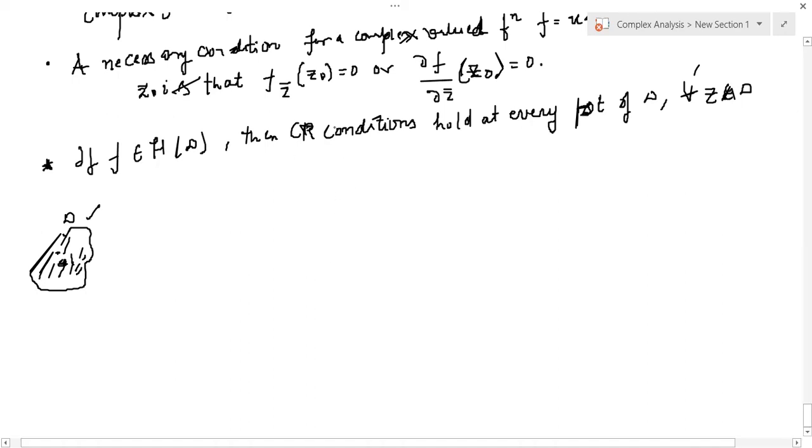Think about this. What can you say about the imaginary part of z, whether it is differentiable or not? Clearly, the imaginary part of z is equal to (z plus z bar) upon 2.